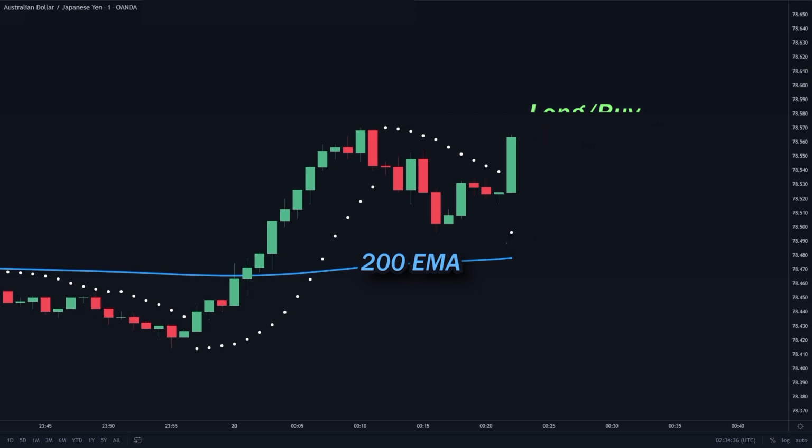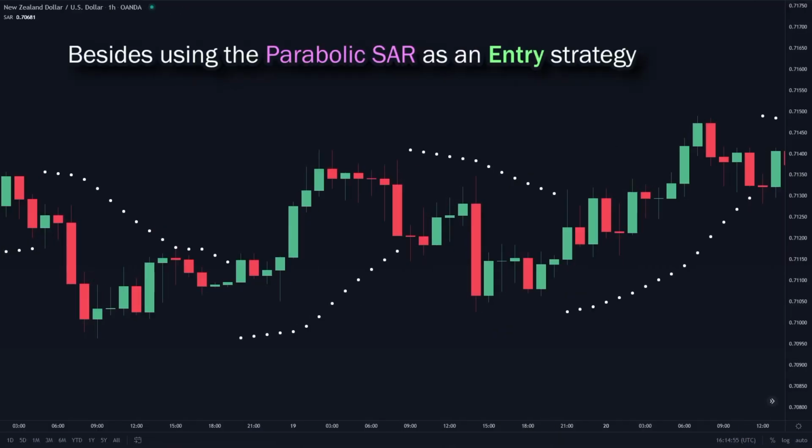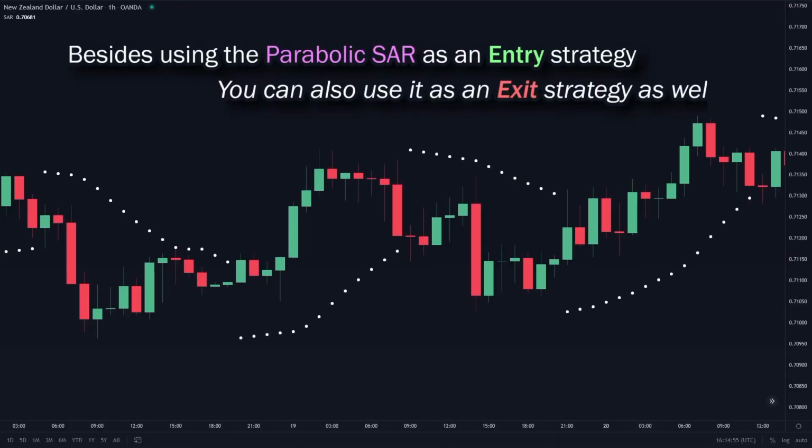Now moving on. Besides using the Parabolic SAR as an entry strategy, you can also use it as an exit strategy as well. And one of the most common ways that traders use it as an exit strategy is by simply waiting for the Parabolic SAR to switch positions. Let me show you an example.